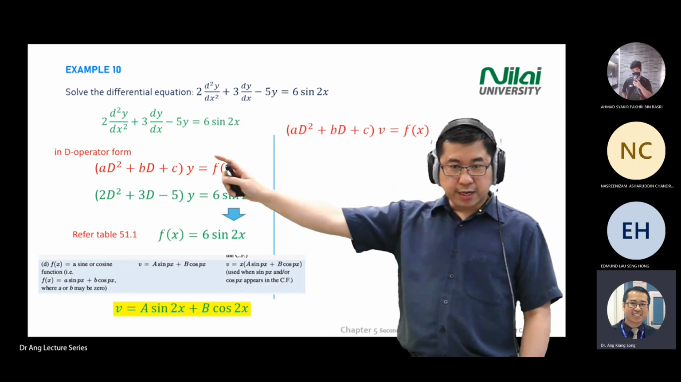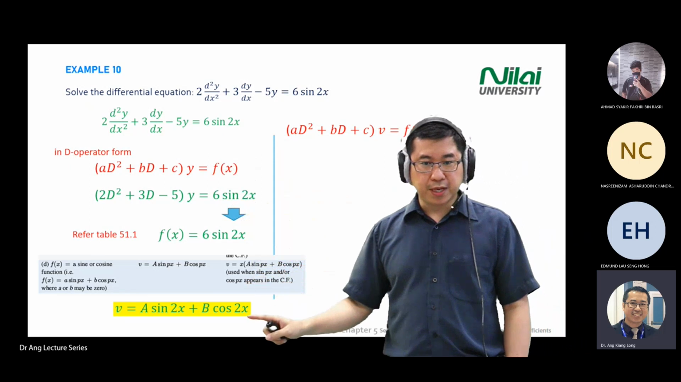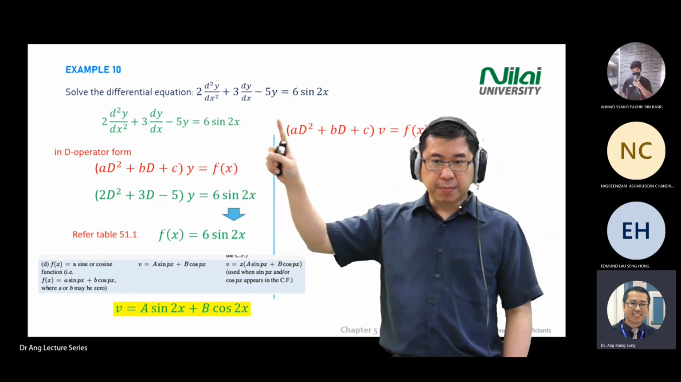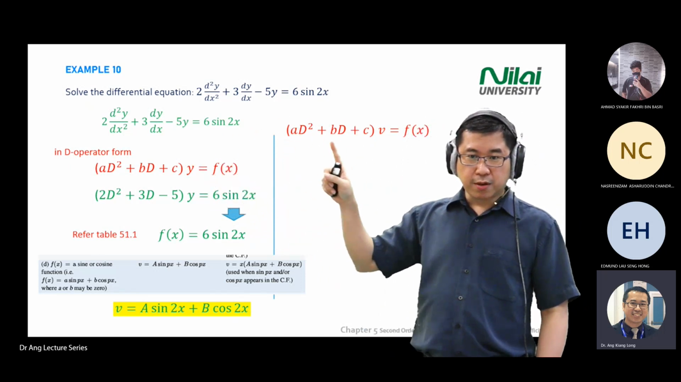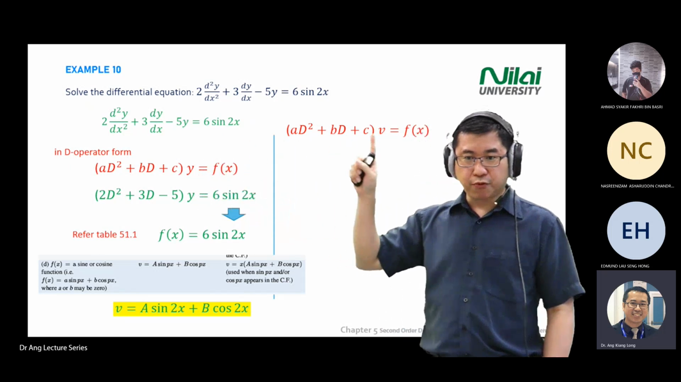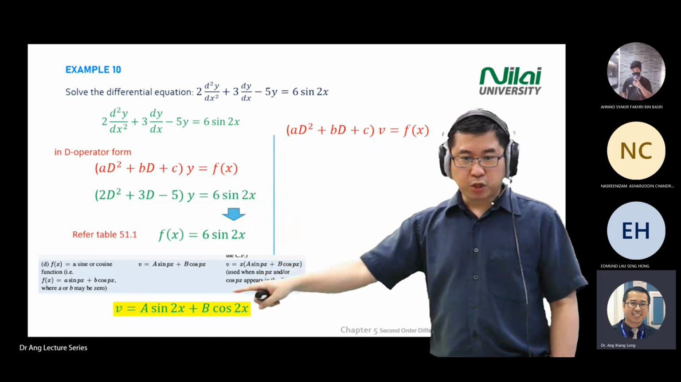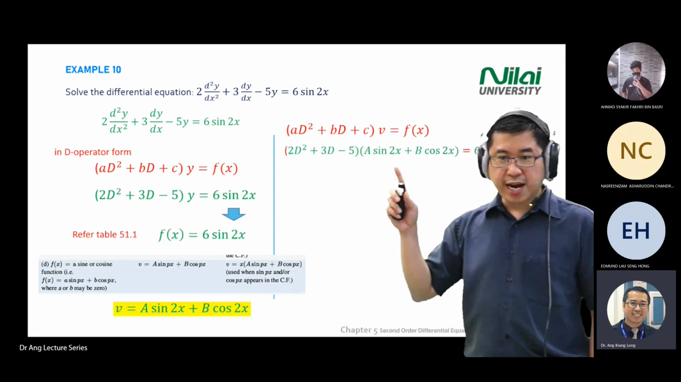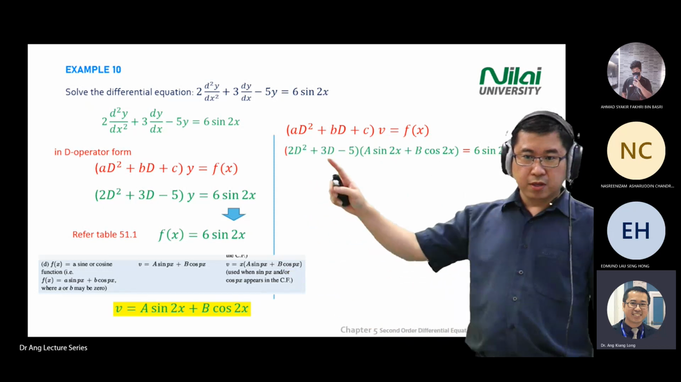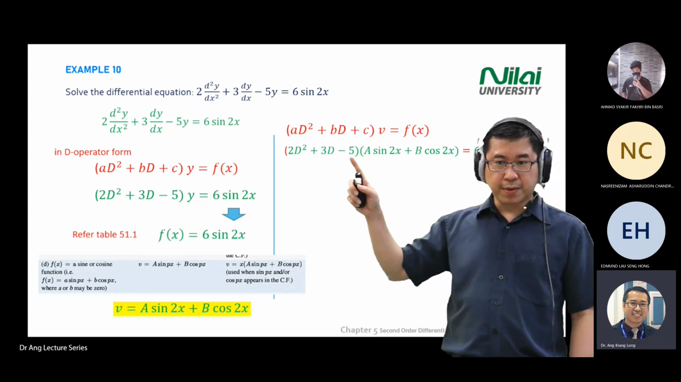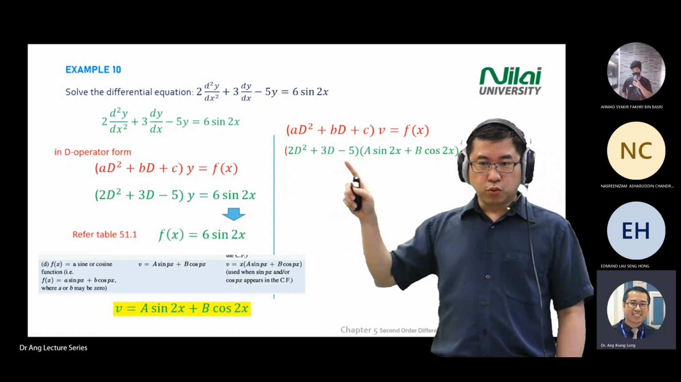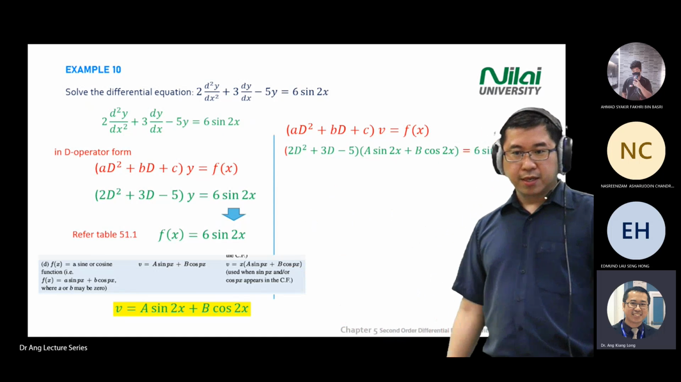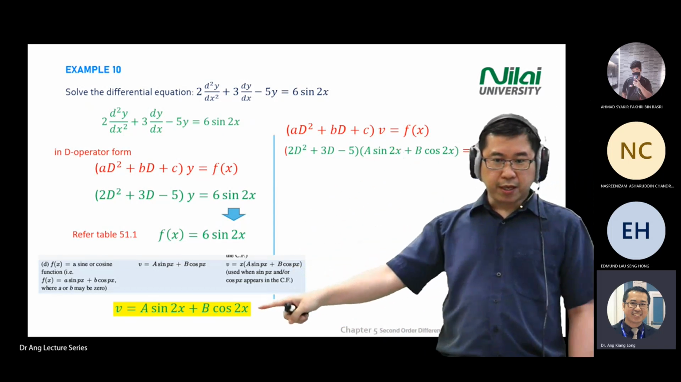So again, the next steps after you refer to the table, copy what is your v from the table, change your y become v, you write aD squared plus bD plus c, change your y become v equal fx, substitute this green color equation inside v, you're going to get a very long equation. 2D squared plus 3D plus minus 5. This is what you do in the first part, right? You just substitute what is your v from the table.